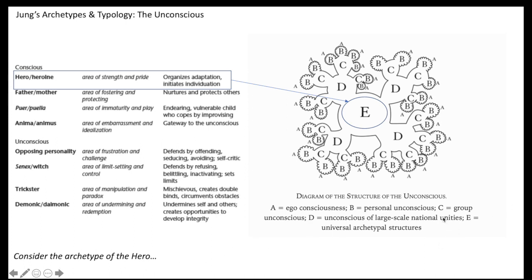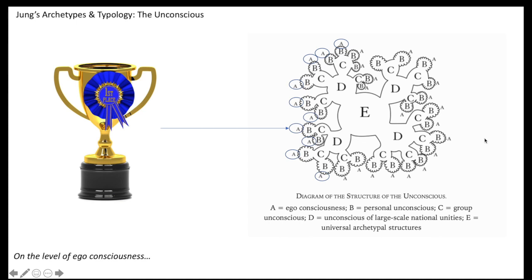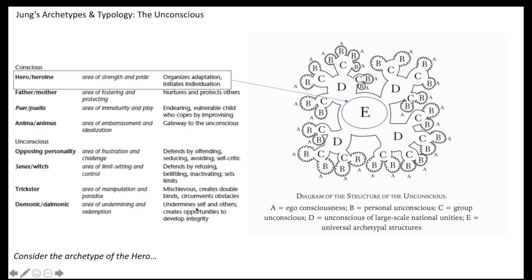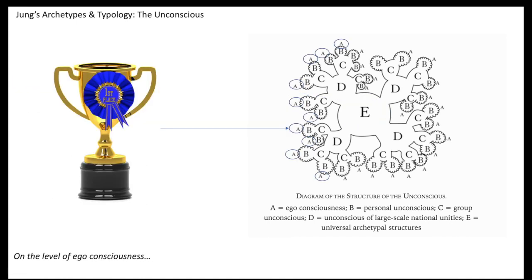So that's at the level E. All right. But if we come out to the outermost edge, or on the level of ego consciousness, we could say that people generally feel this way, so they feel like they're strong and they feel proud of themselves when they accomplish something, or they feel like a winner, or what have you. So that's on the level of an individual's ego, one person.